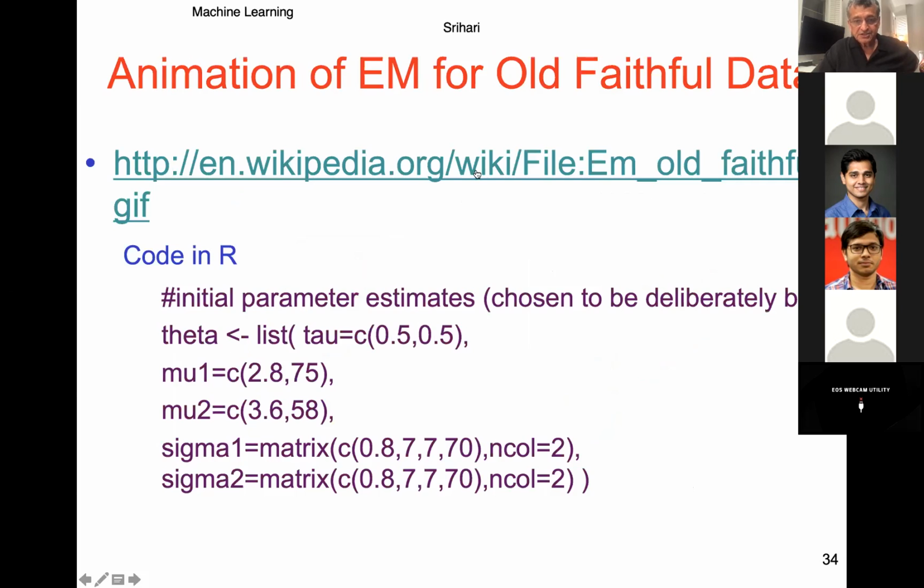So there is an animation available to this. You can take a look at it. Anyway, I'll let you take a look at it. There it is. How the EM algorithm goes about figuring out the clustering. I guess it's repeating again and again. EM Old Faithful.